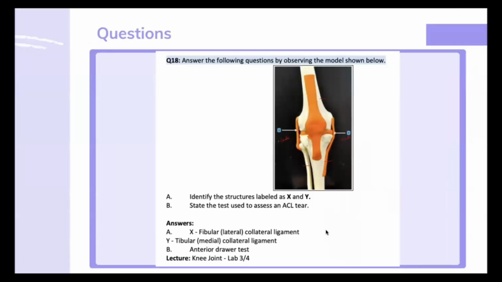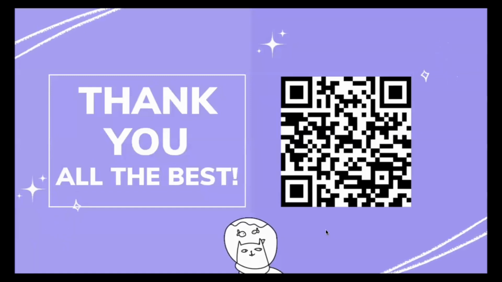And then the test that's used to test for ACL is an anterior drawer test. Sometimes they might show you a picture of someone conducting the anterior drawer test, and they might ask you which ligament that is. I think I mentioned that before. Just remember to focus on the tests. And that's it. That's the MSK OSPE review.